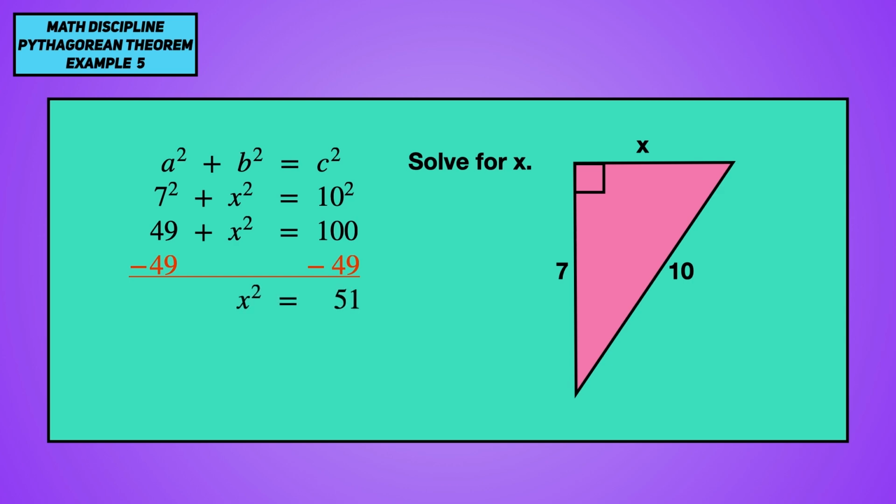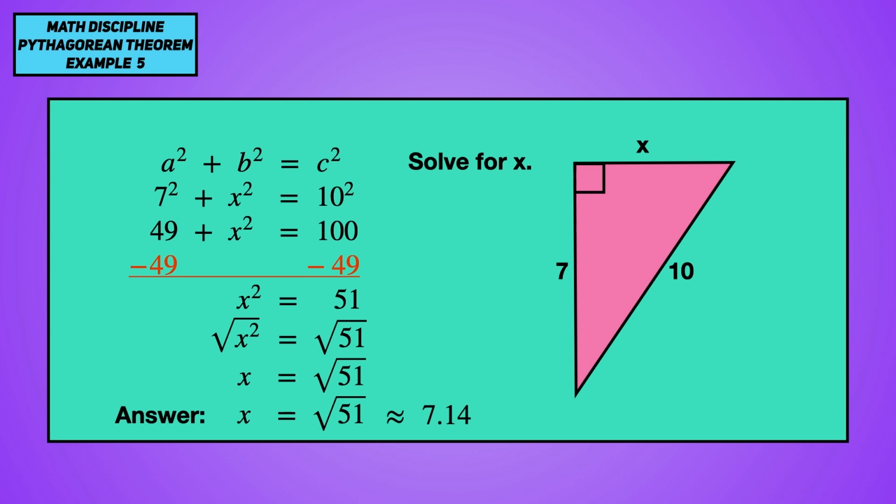We get the square root of both sides of the equation, but once again we have a number, 51, which does not have a perfect square root. The square root of 51 cannot be simplified any further, so we can either leave our answer written in radical form, x equals the square root of 51, or we can use a calculator to write our answer in decimal form, x equals approximately 7.14, rounding to the nearest hundredth.